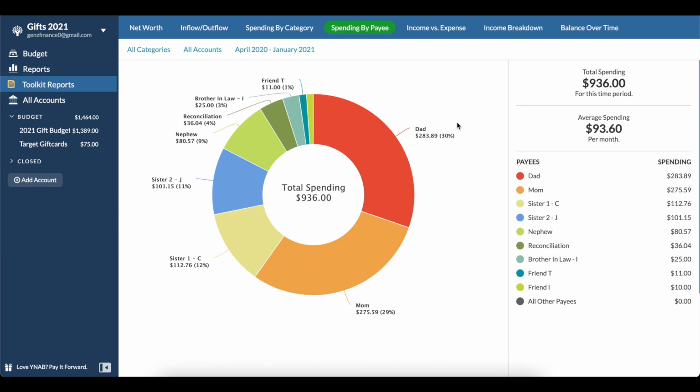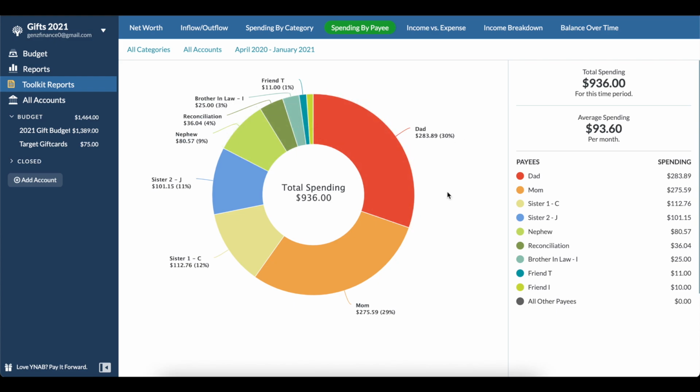Okay, and then the other report I really like to look at is the toolkit reports and then spending by payee. And since I make every person's name a payee that I'm buying for, I can see exactly how much I am spending on each person. So my dad and my mom, predictably and as I like, are the two payees that I spend the most amount of money on. Then I have my two sisters, and again, they're pretty even. There's about a $10 difference between them. Then I have my nephew, my brother-in-law, and then my two friends.